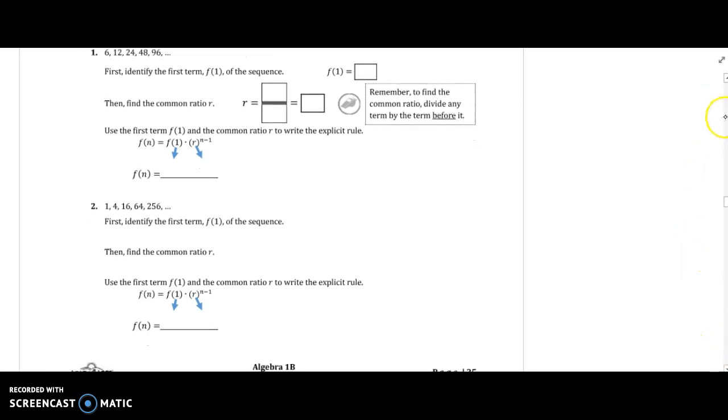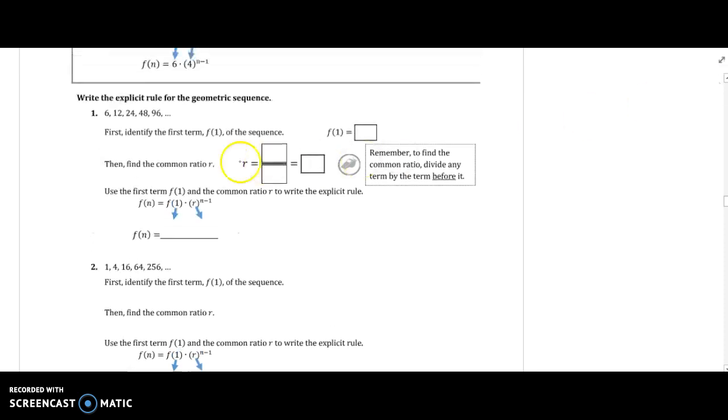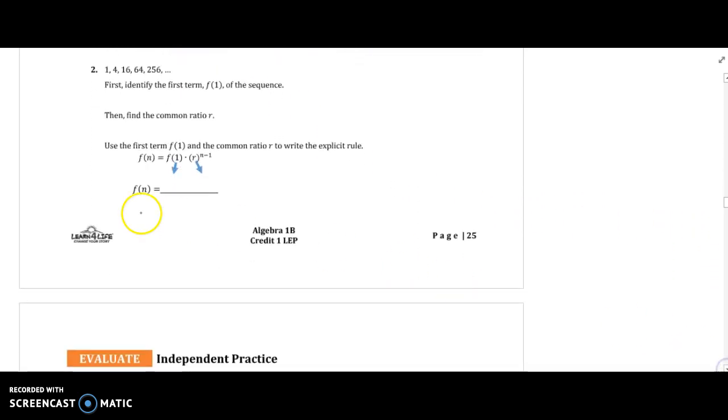Okay, we got some more practice. Good. The more the merrier. So now we have a sequence, 6, 12, 24, 48, and 96. What's the first term of the sequence? You know this. 6, right? How do we find the common ratio? Can you tell what the common ratio is just by looking at it? Sure can. It's just 2. 6 times 2 is 12. 12 times 2 is 24. But we're just going to use this anyway. 12 divided by 6 is 2. So then I get f of n is 6 times 2 to the n minus 1. That's my explicit rule.